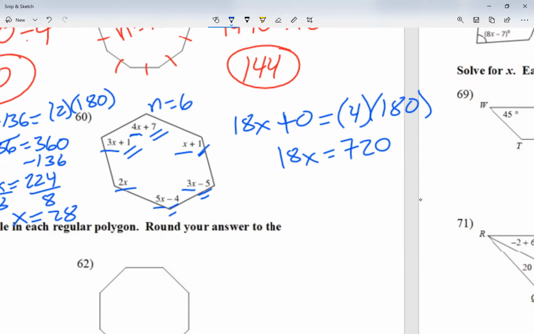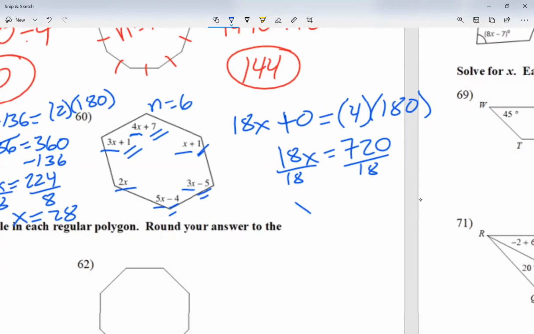I'm looking at this as an algebra question. If there was plus or minus something, obviously I'd move it to the 720, but there's nothing there. So to get the x by itself, let me divide both sides by 18. Now 720 divided by 18 happens to be 40.